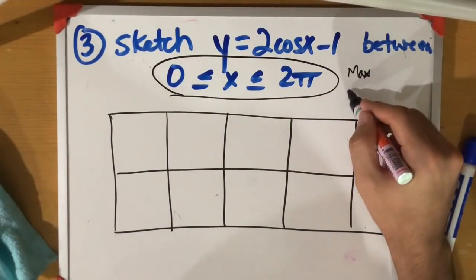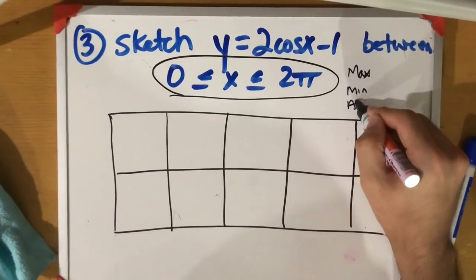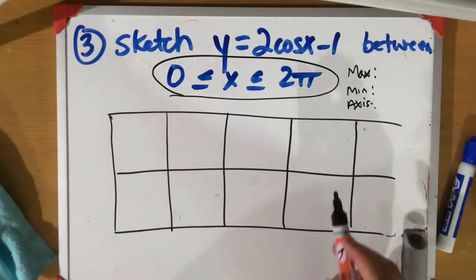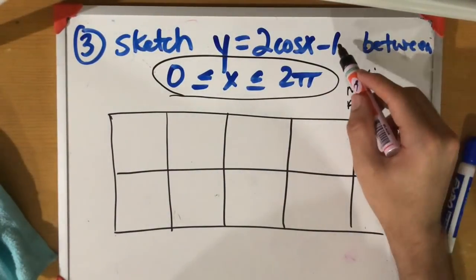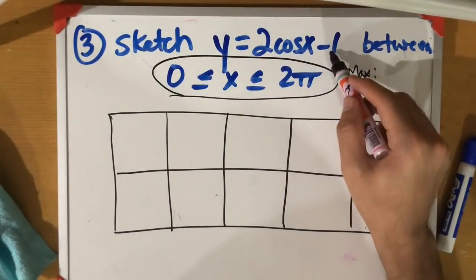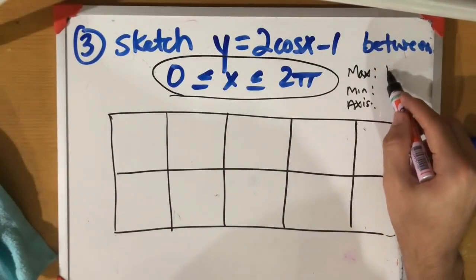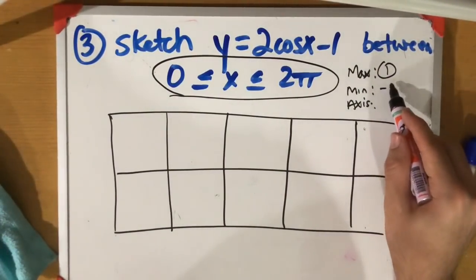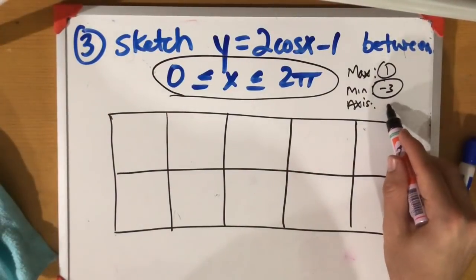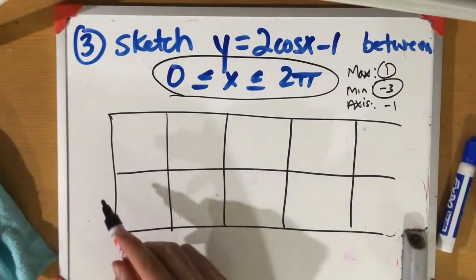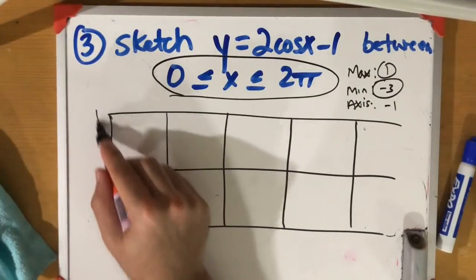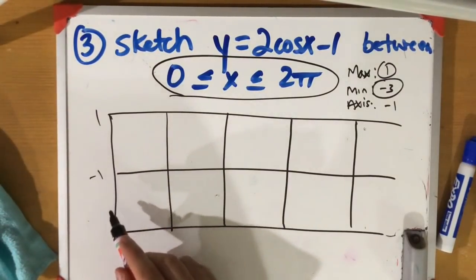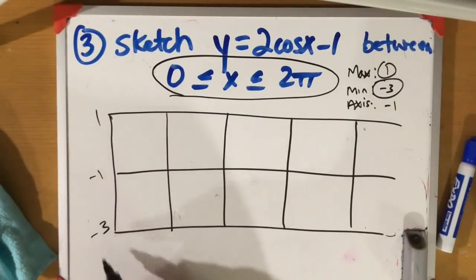We still have to figure out max, min, and axis just to know what those values are. Max, again, b plus a: -1 plus 2 is a +1. Min: -1 minus 2 is a -3. Axis would be -1. Let's go ahead and label those points. So our max is 1, our axis is -1, and our minimum is -3.